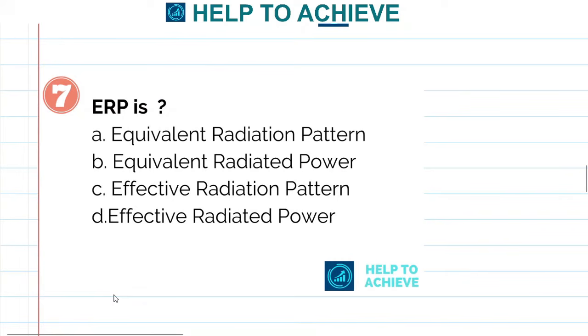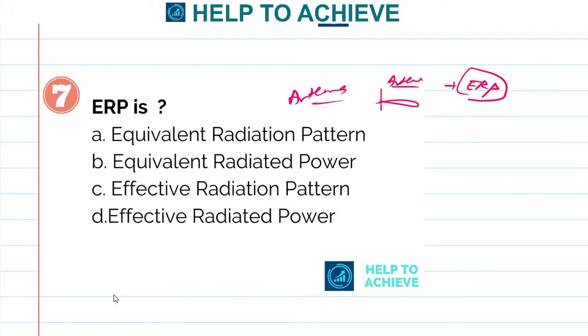Okay. In the case of an antenna, there are many types of power which are being generated. So in order to know the effective radiated power, how much power the antenna is actually radiating, that is calculated in terms of ERP. So the definition of ERP is effective radiated power. Just need to remember this.